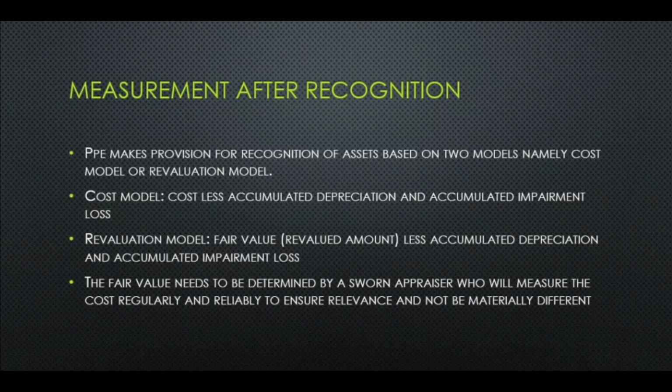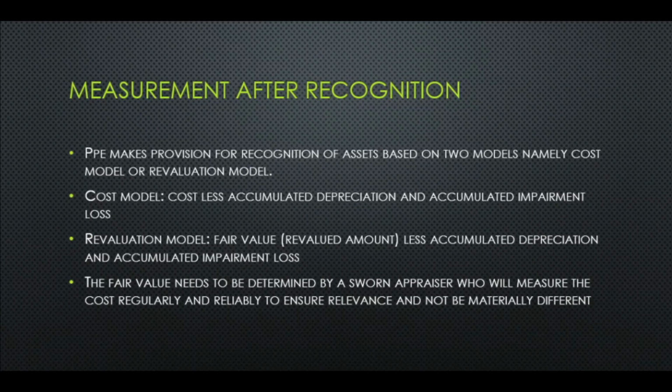Measurement after recognition. PPE makes provision for recognition of assets based on two models, namely the cost model or the revaluation model. How we account for things in the cost model is cost less the accumulated depreciation and accumulated impairment loss. And in the revaluation model, we use the fair value, which is the revalued amount less accumulated depreciation and accumulated impairment loss.